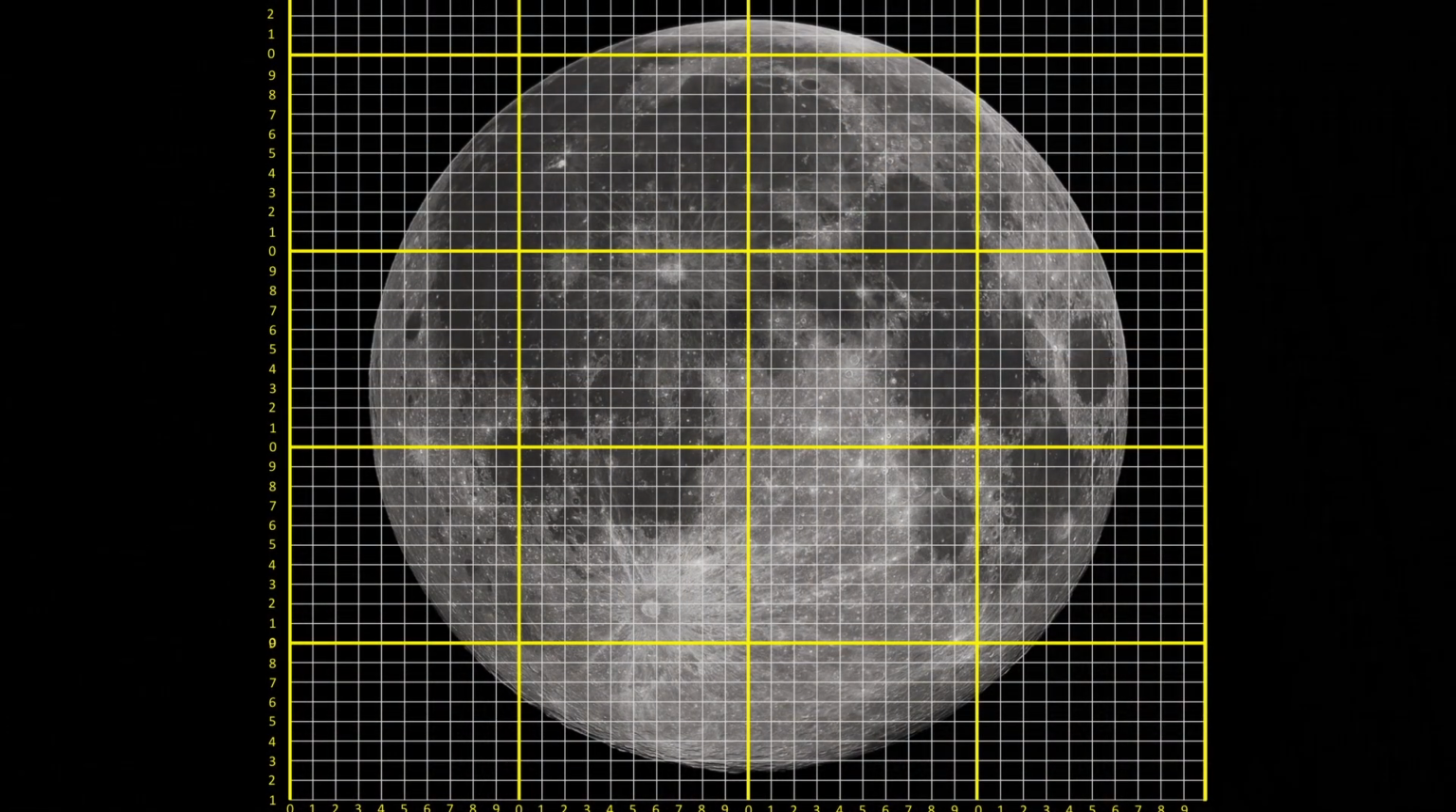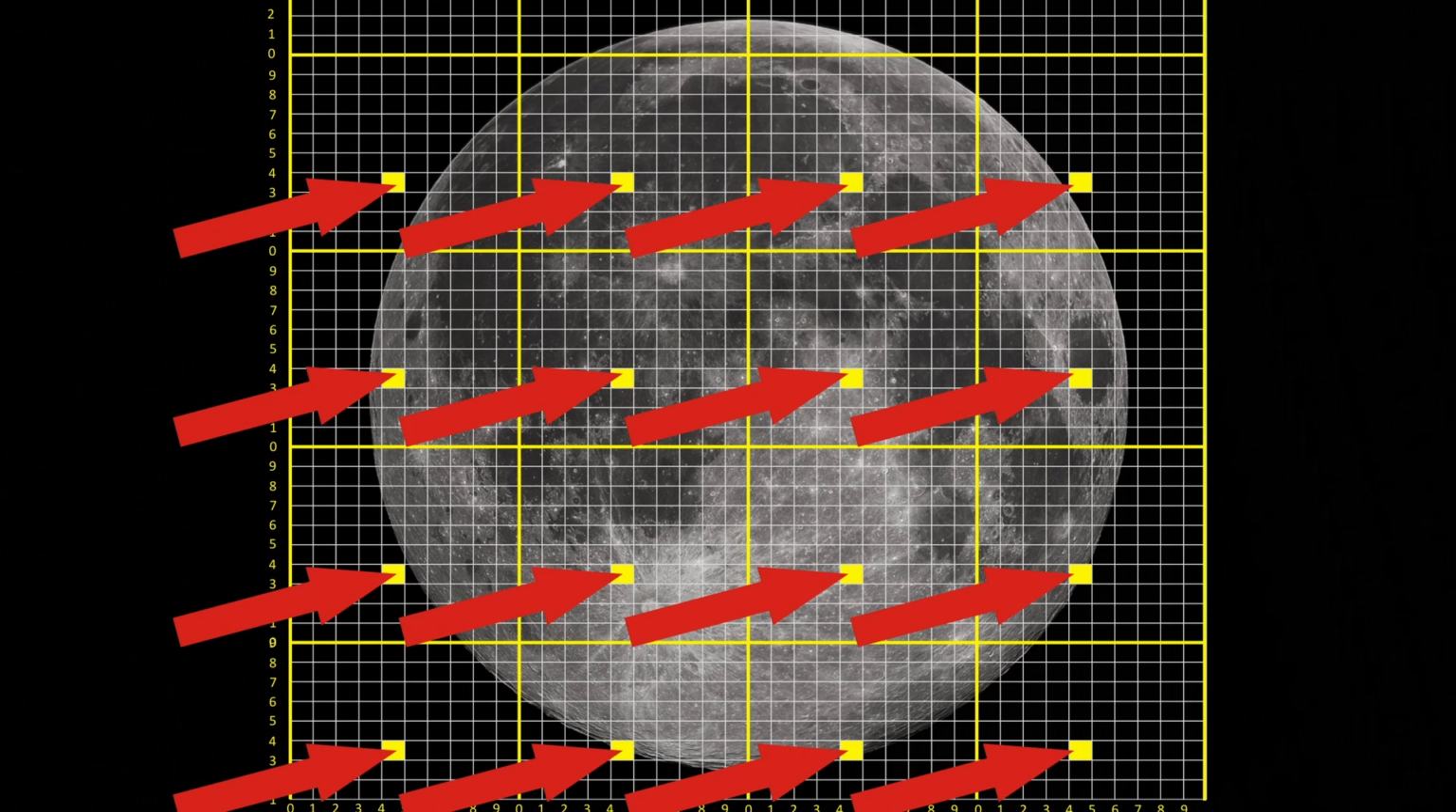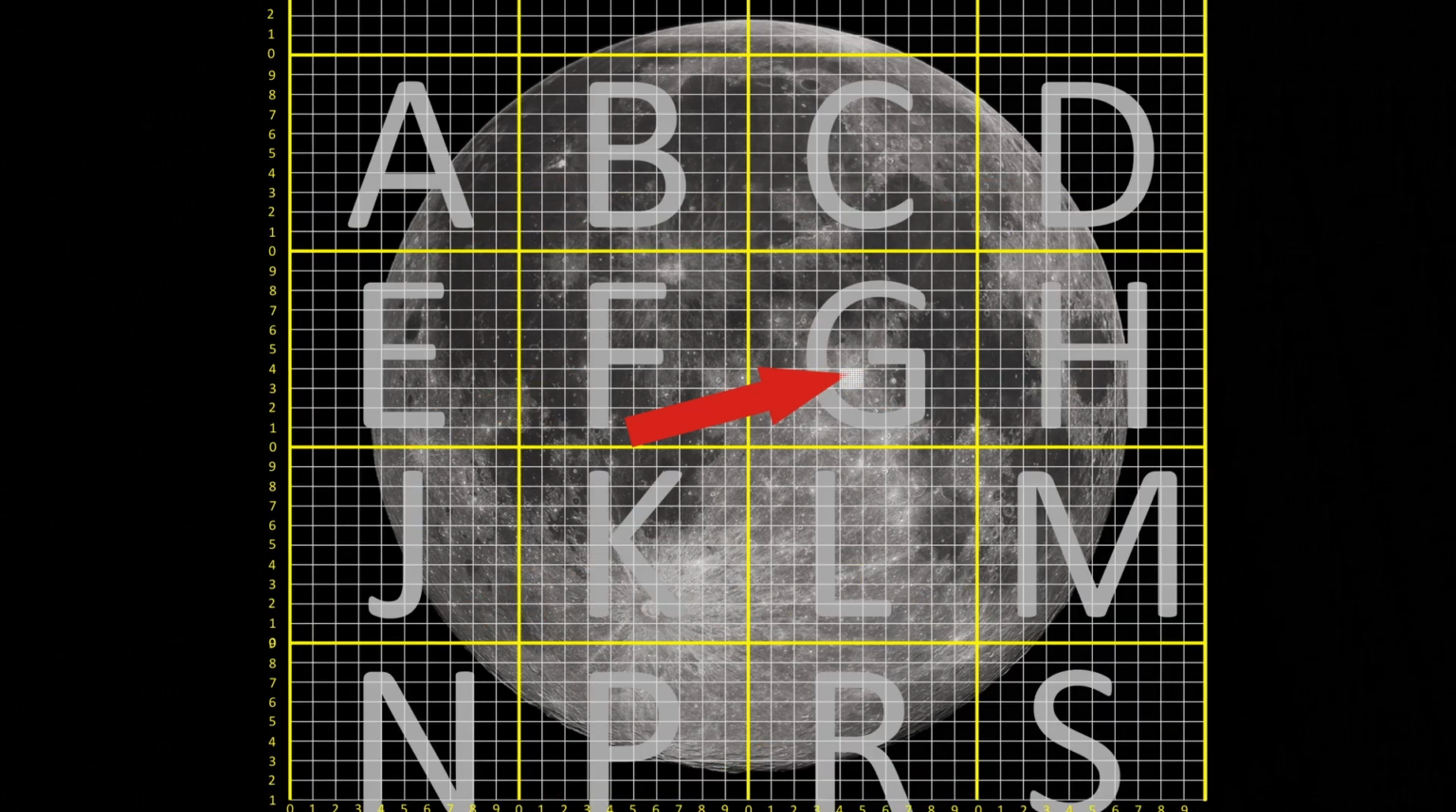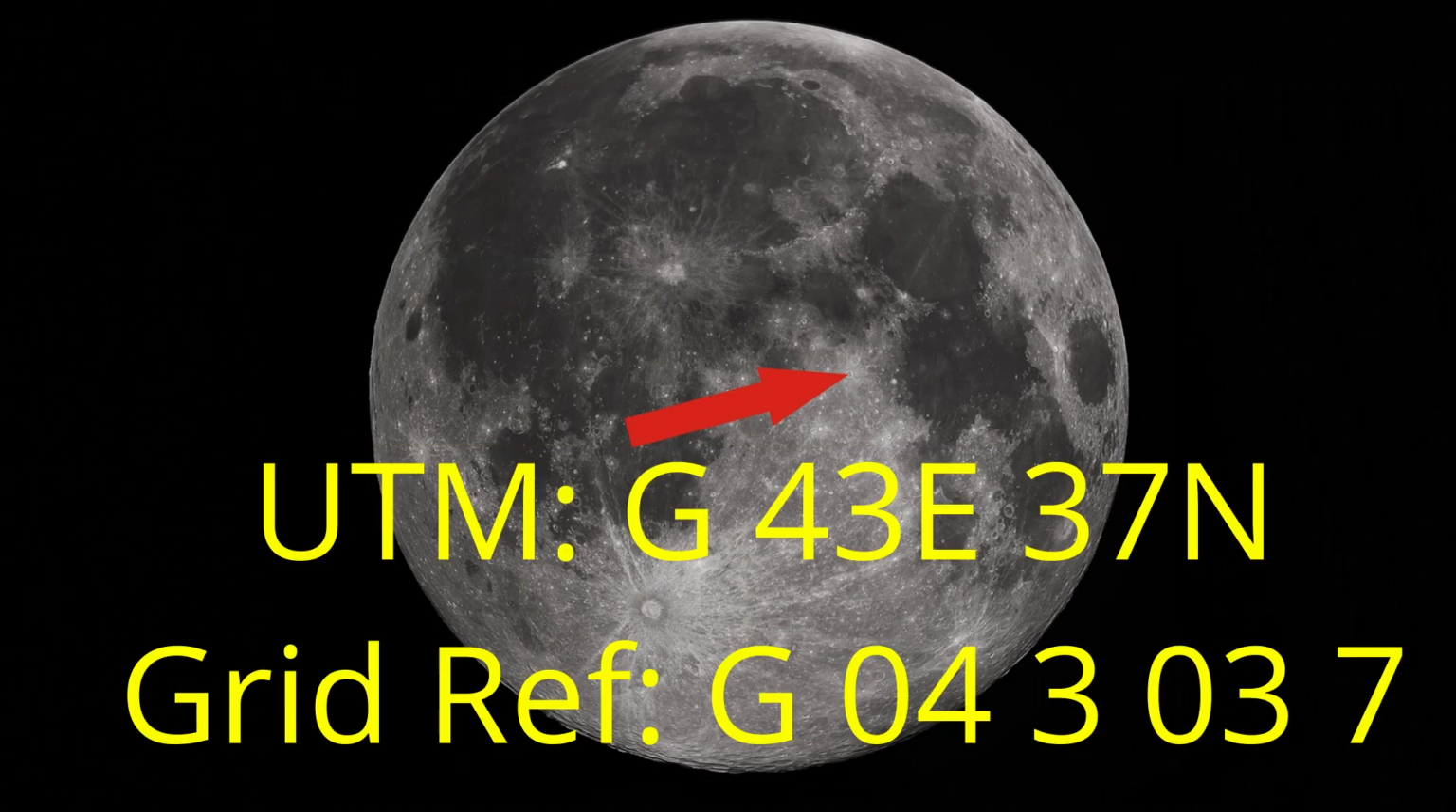Anyway, obviously there are lots of maps covering each zone on the moon, and they will all have the same type of numbering, and they'll all have a square 4337. So to identify our specific crater, we need to say which map we're using. As you can see, our crater is within the area covered by map G. So if we were using a UTM system, we would say that our UTM was G43 east, 37 north. If we were giving a grid reference, we would say that our location is at G043037.